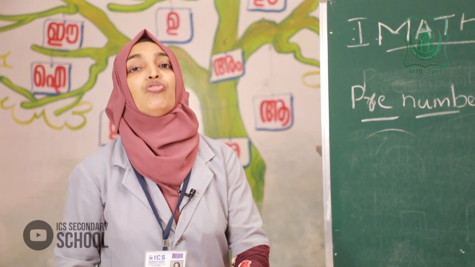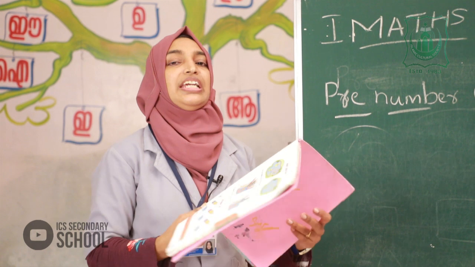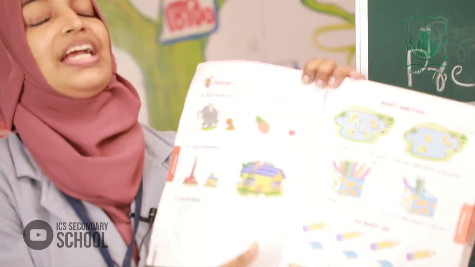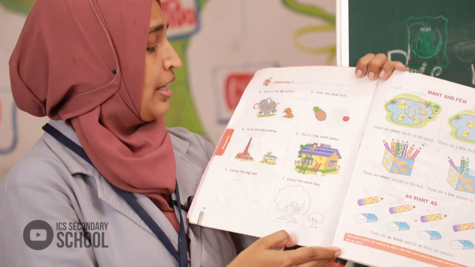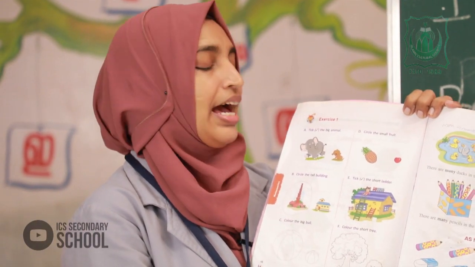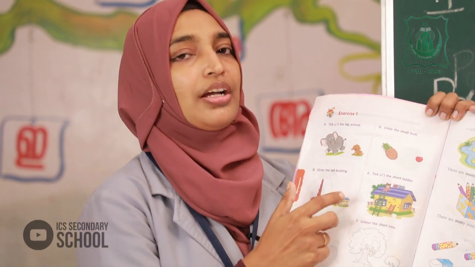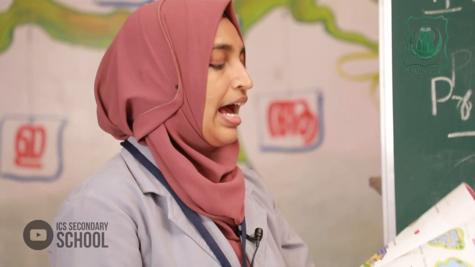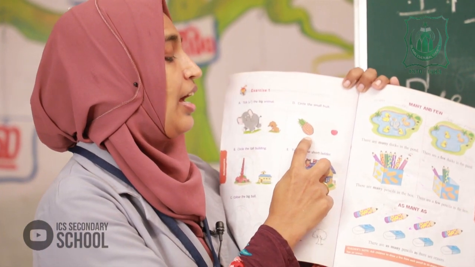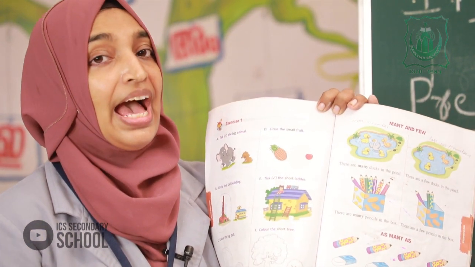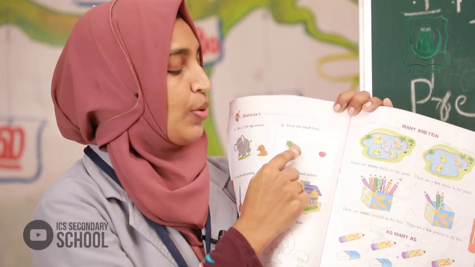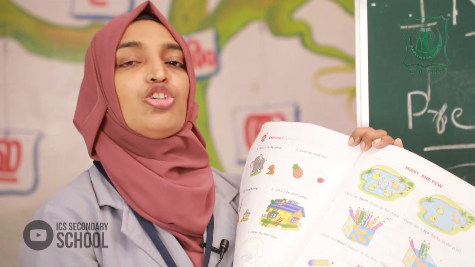Okay, take page number 48. You can see some pictures. Tick the big animal. There is an elephant and a dog. You can put a tick mark on the big animal. Here, a pineapple and an apple. You can circle the small one. You know which one is small.